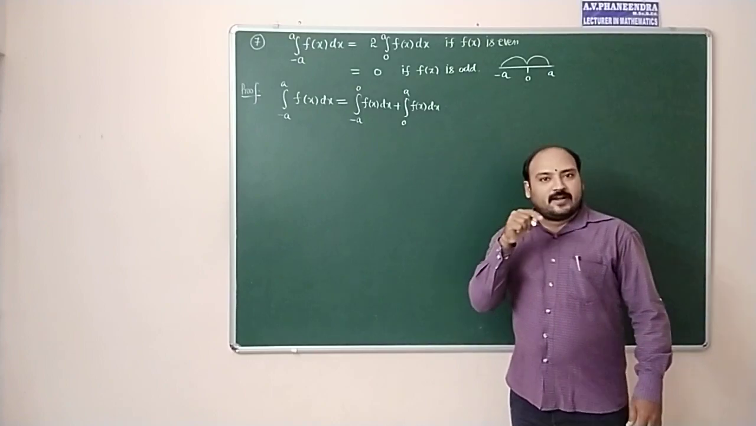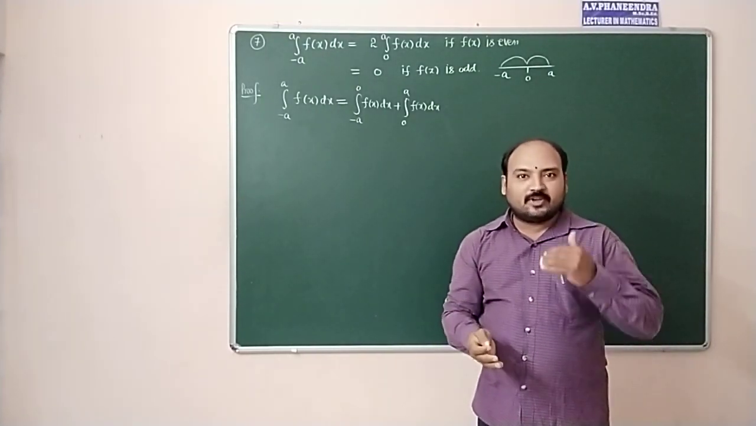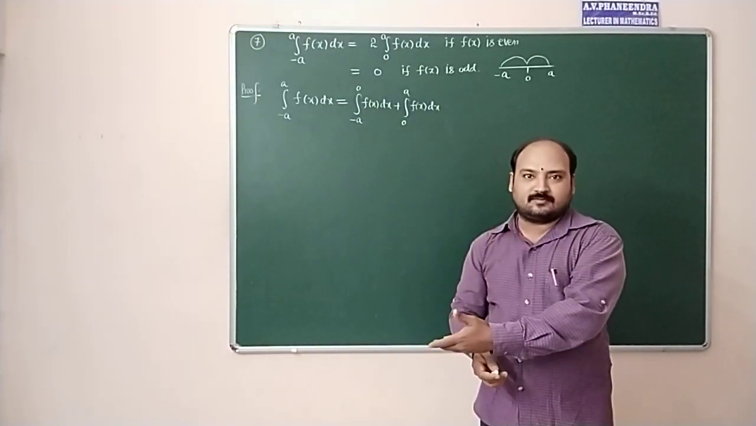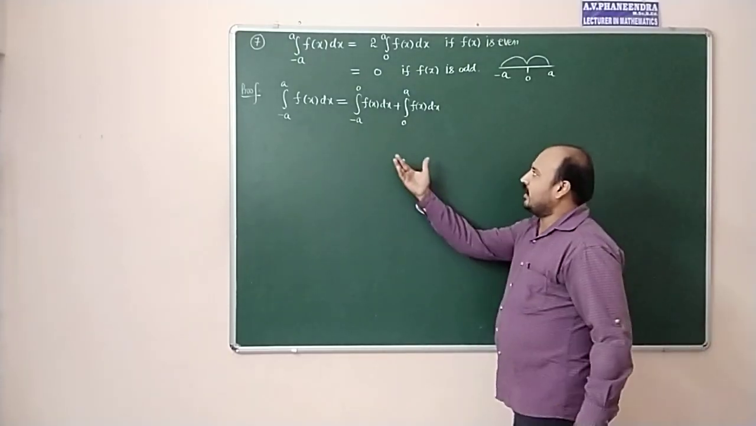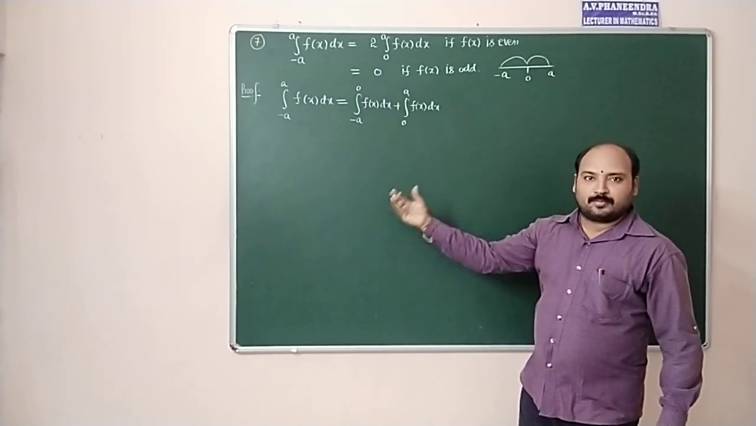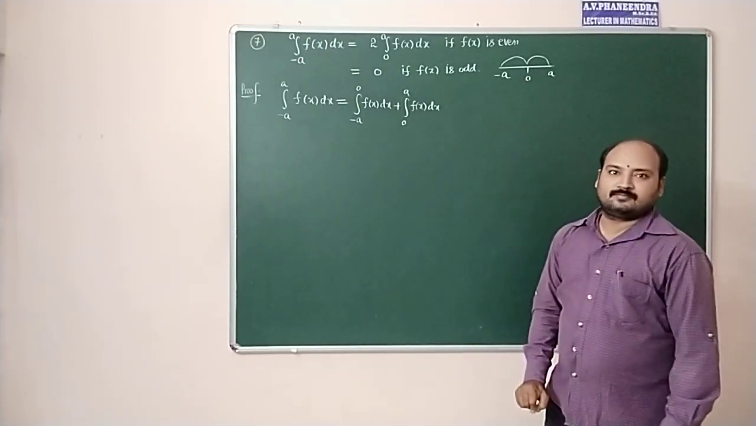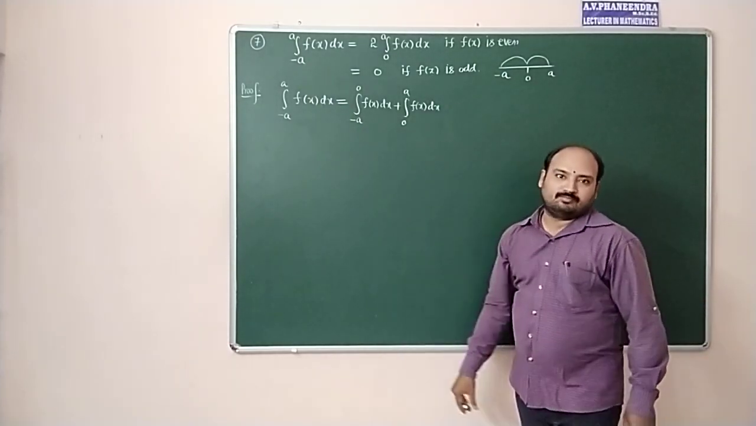That is, the integral from a to b of f(x) dx can be split as the integral from a to c of f(x) dx plus the integral from c to b of f(x) dx, where c lies between a and b. We discussed this property in the previous session. After that, how to get this value?